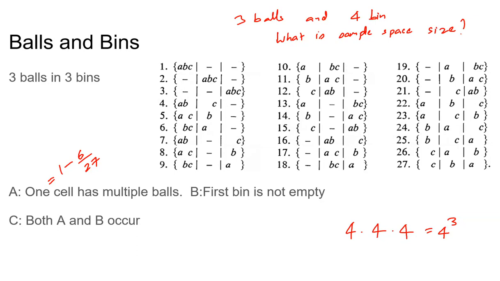So 1 minus the first bin is empty. It will be 1 minus 8/27, because then it would be like putting 3 balls in 2 bins. The first ball can go to the other two bins only. The second ball can go to the other two bins only. The third ball can go to the other two bins only. Divided by 27. So again, the same trick.